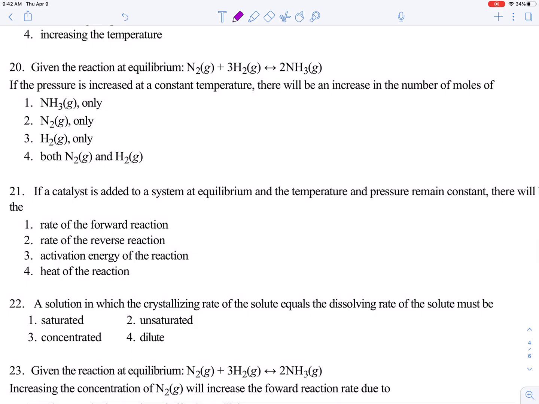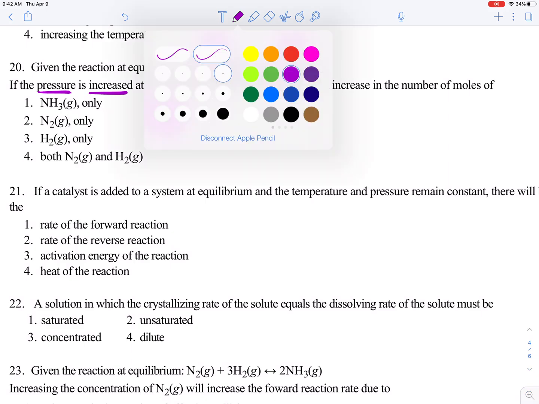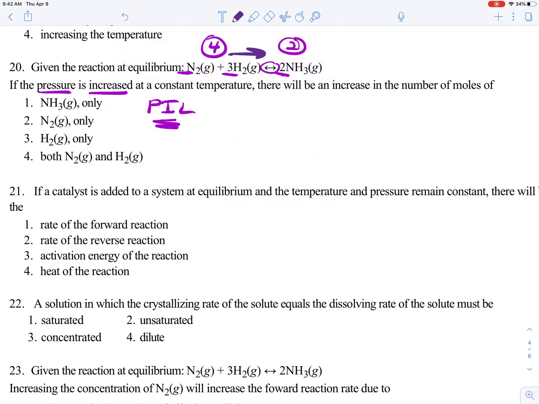Number 20, okay, pressure increased. So we have to count moles of gas. There's 4 moles of gas total on the left and 2 moles of gas total on the right. So if I increase the pressure, it's going to shift to the right. If it shifts to the right, it's saying it's going to increase what? Well, if I shift to the right, whatever I'm pointing at with my arrow is going to go up. So the ammonia is going to go up.